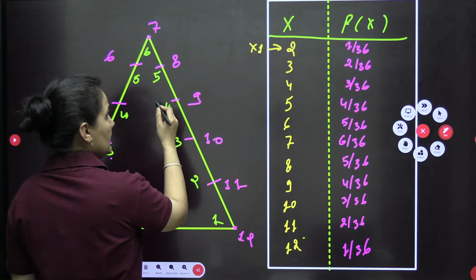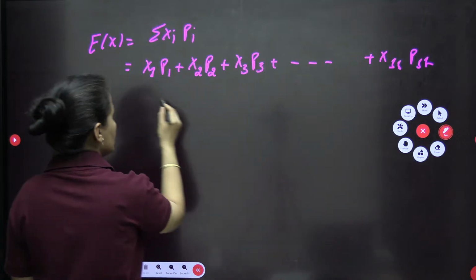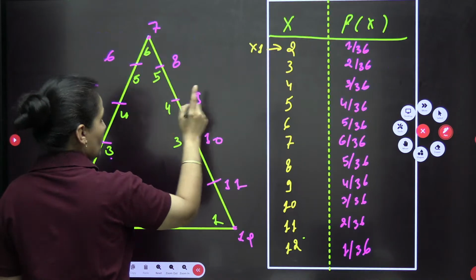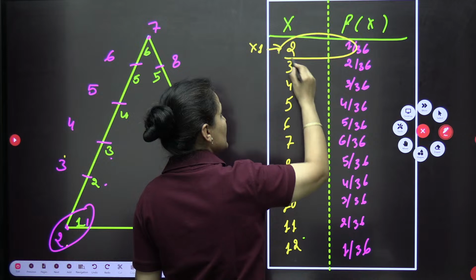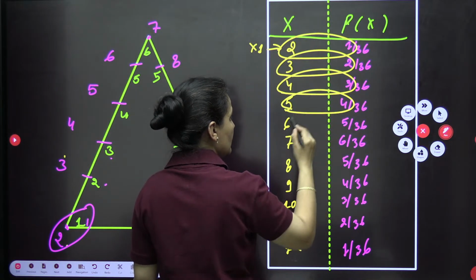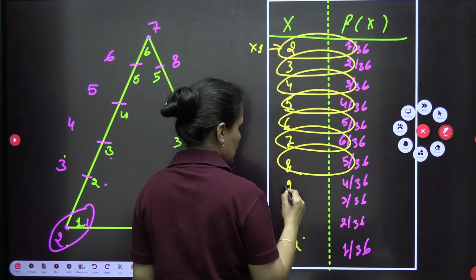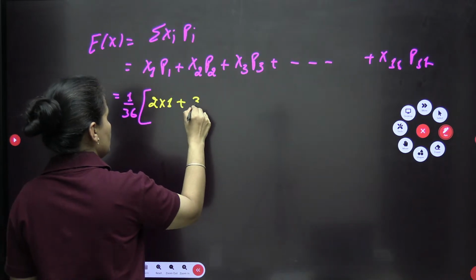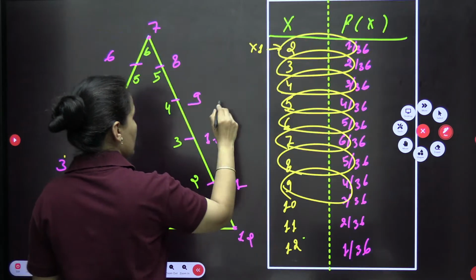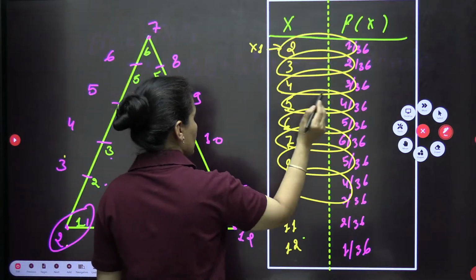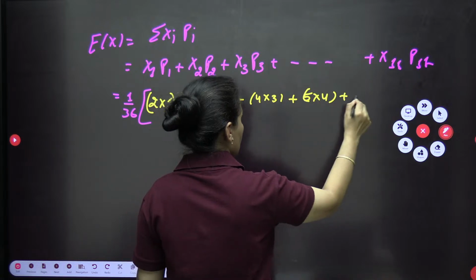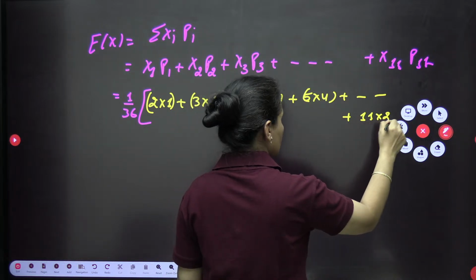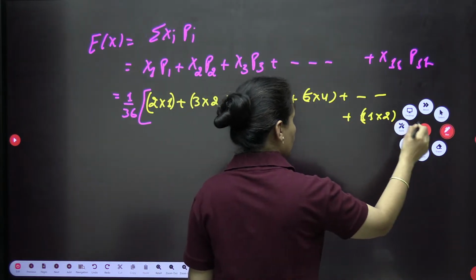So when we are putting the values here, 1 by 36 is common overall, so I can take 1 by 36 outside. Other than this, I have 1 into 2 or 2 into 1, 3 into 2. You can see the integers I am multiplying: 3 into 2, 4 into 3, 5 into 4, 6 into 5, 7 into 6, 8 into 5, like this. So 2 into 1 plus 3 into 2 plus 4 into 3 plus 5 into 4 and so on. The last one is 11 into 2, or I think 12 into 1.